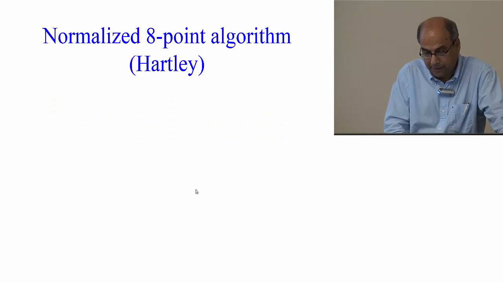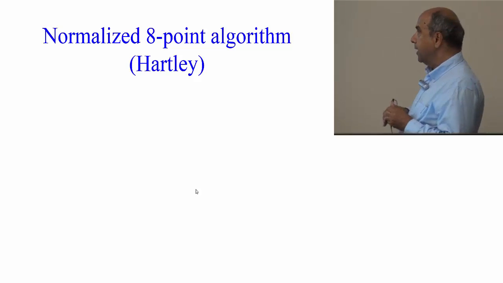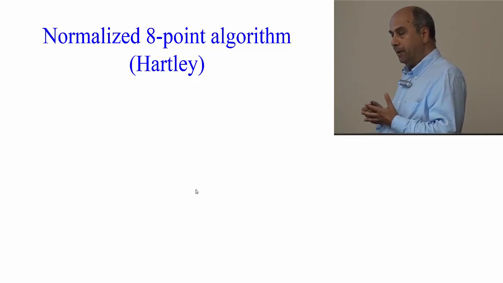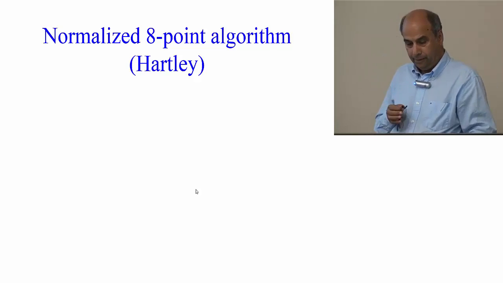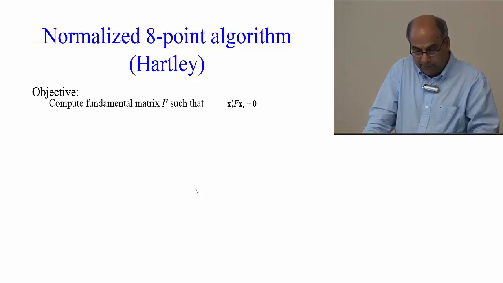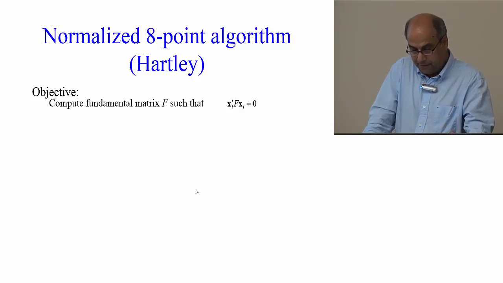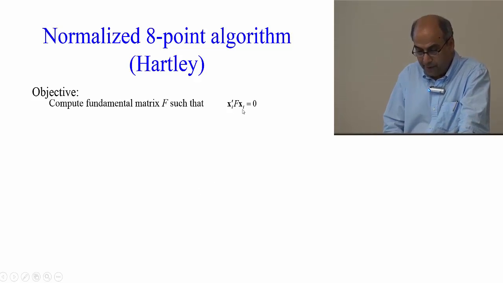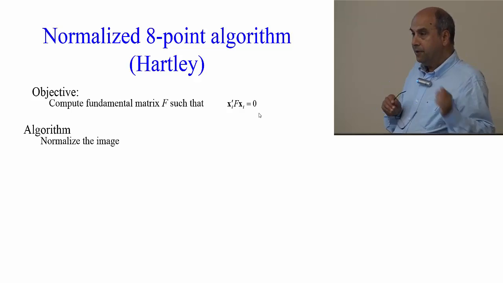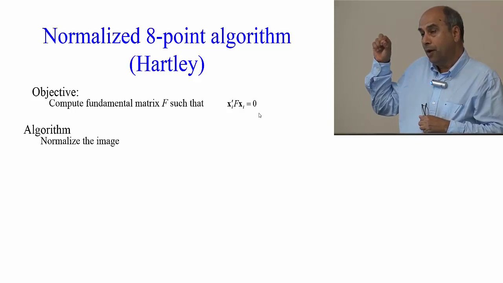So let's talk about Hartley's 8-point algorithm, which is pretty standard, and that says that you need 8 point correspondences to compute the fundamental matrix, because instead of 9, there are 8. So compute the fundamental matrix F such that this is satisfied. That's what we want to do, because that's our case. Point from the right image, corresponding point from the left image, and the product of this with F shall be 0.